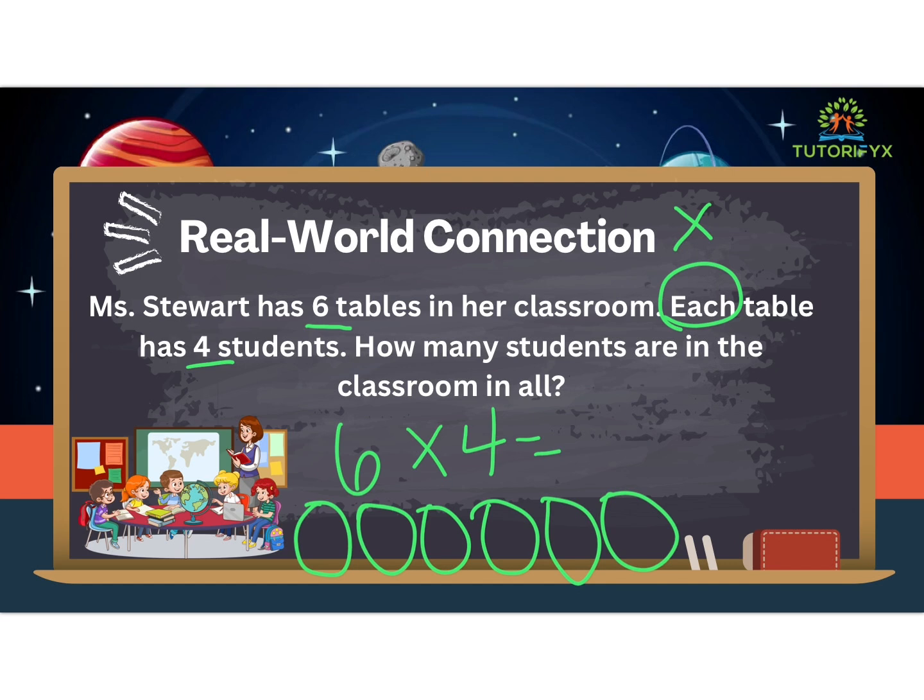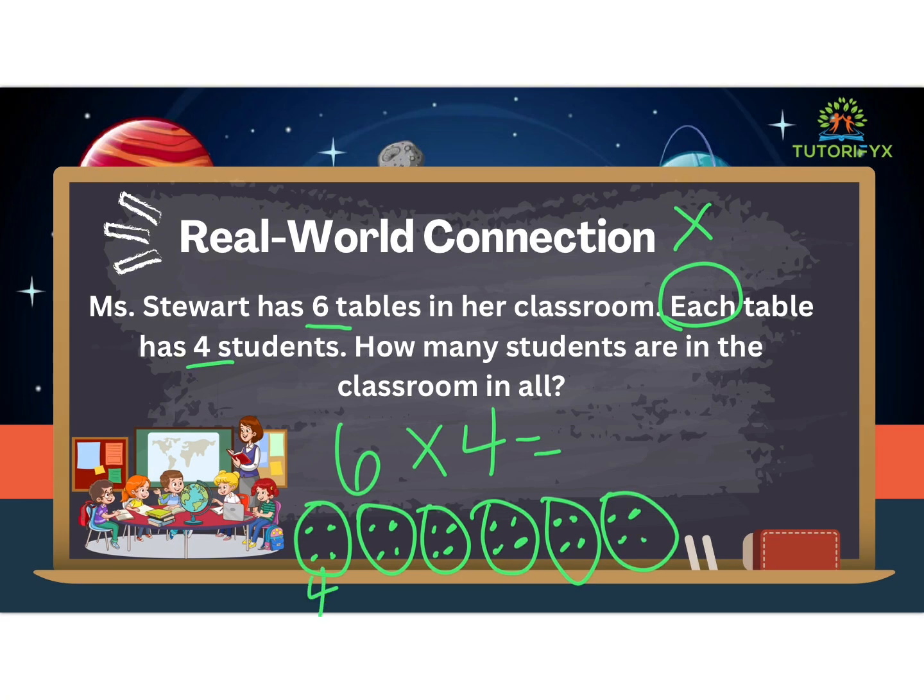How many goes into each circle? 4. Good. 1, 2, 3, 4. And I keep on adding 4 in each one until I reach the end, making sure my dots are very clear and nice and neat so that I do not miscount. Beautiful. I did the correct order and I did the correct thing.